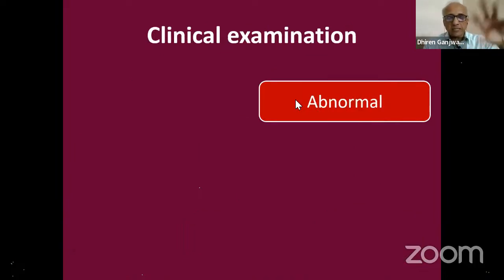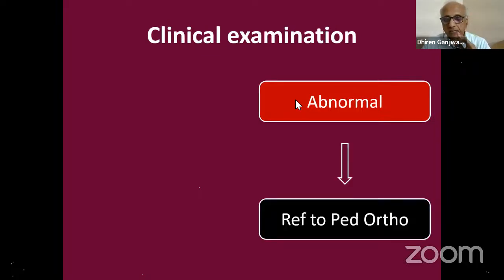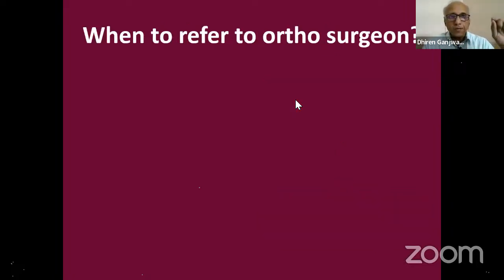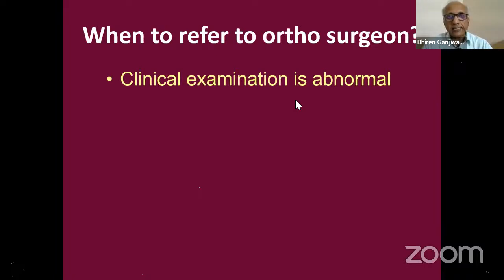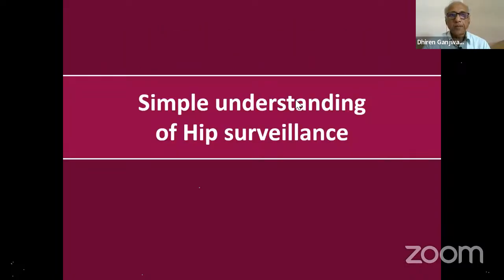That was for when the clinical examination is normal. But if the clinical examination is abnormal, in that case we have to refer to an orthopedic surgeon. So to summarize, the child should be referred to orthopedic surgeons for two indications: either the clinical examination is abnormal or the imaging is abnormal. Now, what I described is a long pathway. You have to go normal, abnormal, available, absent.